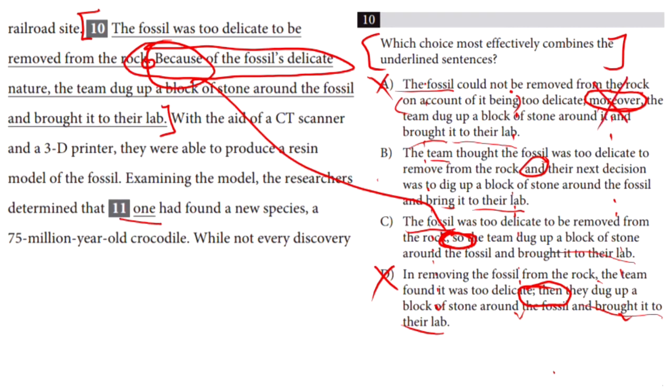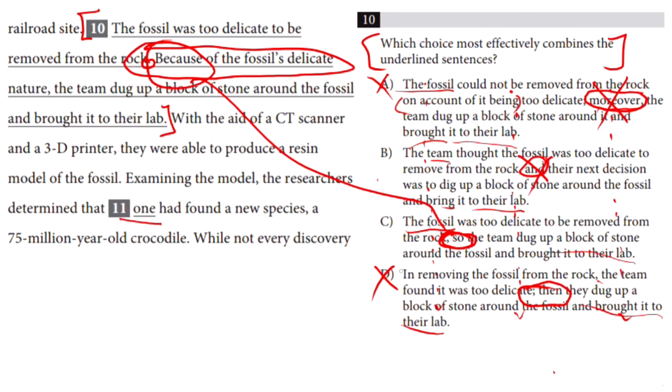For B, as in boy, we have "and their next decision was blah, blah, blah." And the word "and" is not grammatically wrong here. In fact, arguably B, C, and D are not grammatically wrong. A is maybe debatable, like in real life. So choice B is a grammatically acceptable sentence. The problem is that the word "and," from an SAT standpoint, doesn't directly reflect this notion of causation. So the "and" doesn't work in this context.